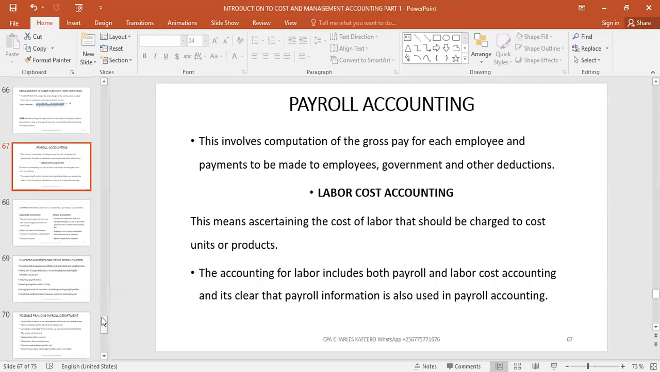In these computations, we are talking about the gross pay and the total payments. In these total payments, we have statutory deductions, like PAYE and NSSF contributions: 5% as per the Ugandan Act is contributed by the employee and 10% is contributed by the company to the NSSF, the National Social Security Fund.